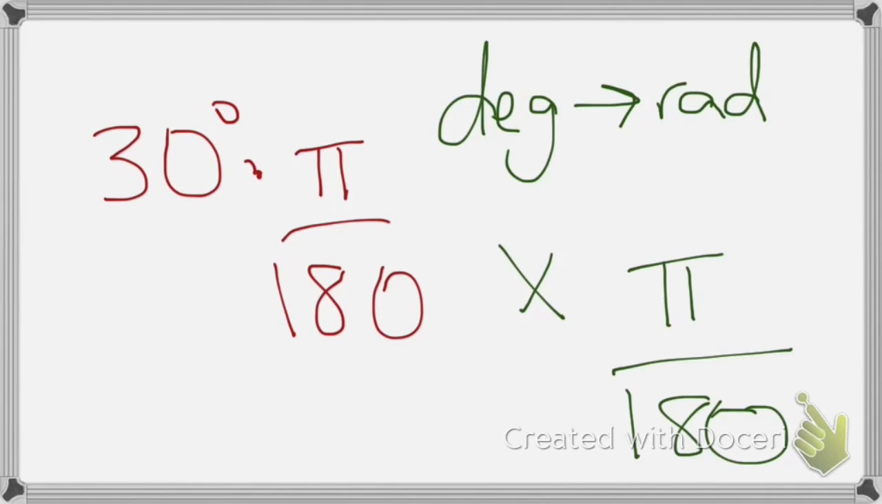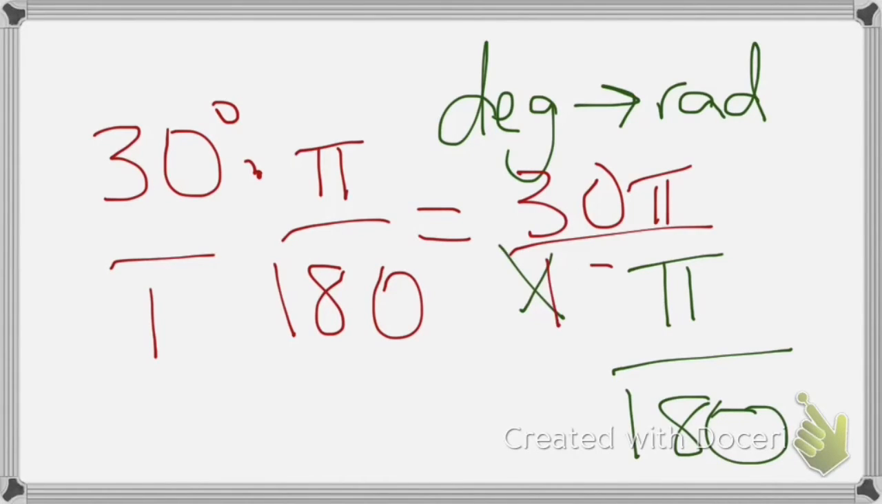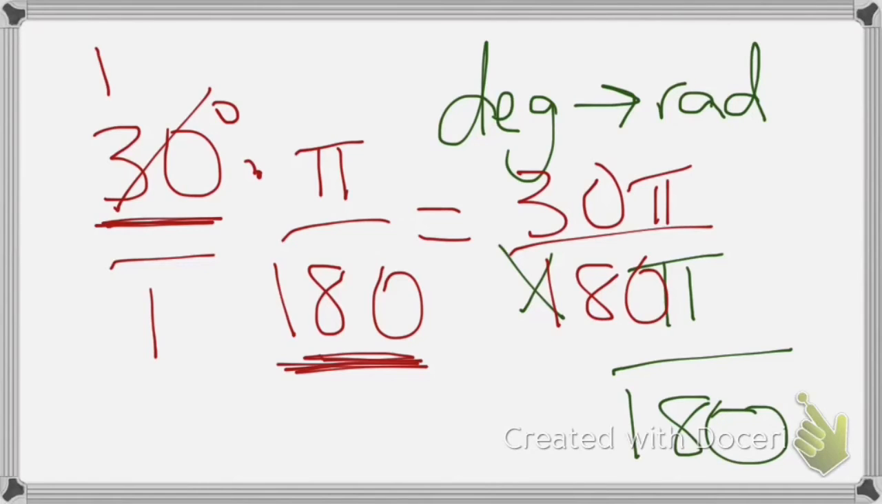pi over 180. Now, if we think about top times top, bottom times bottom, this would be 30 pi over 180. But then we'd have to reduce the 30 and the 180. So right now, let's just see if we can cross cancel. We're trying to think of what goes into 30, what goes into 180. Basically, we're simplifying before we multiply. So 30 actually goes into both of those. 30 goes into itself once, and 180 divided by 30 is 6.